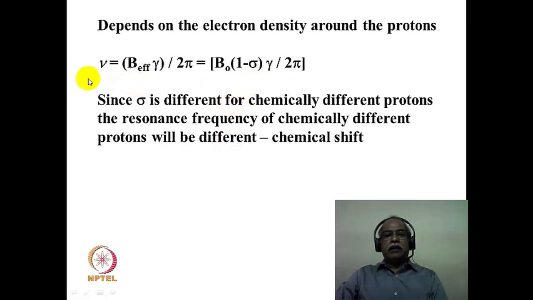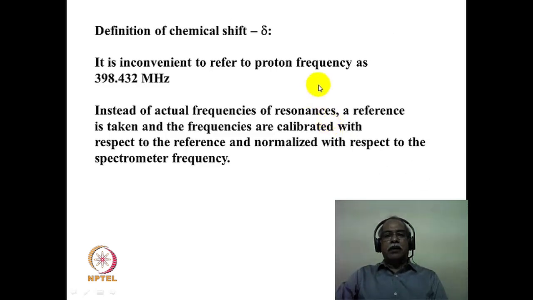Once you define the basic NMR equation in this particular format, incorporating the shielding constant also, then we are able to recognize why different hydrogens come at different frequencies in the NMR experiment. Since sigma is going to be different for chemically different protons, the resonance frequencies of the chemically different hydrogens will also be different. Hence, the concept of chemical shift comes into the picture. Now, the definition of chemical shift can be followed in the next couple of slides.